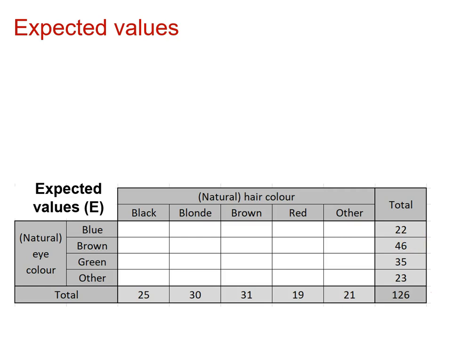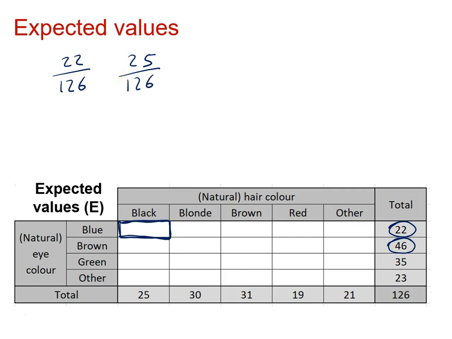Well, the expected values wouldn't all be the same, as for instance there are clearly more people with brown eyes than there are with blue eyes. So what I'm going to do is consider this cell here representing people with blue eyes and black hair. So 22 over 126 of the sample has blue eyes. 25 over 126 of the sample has black hair.